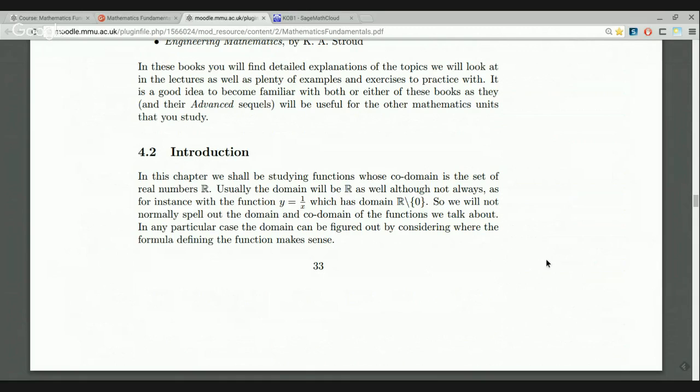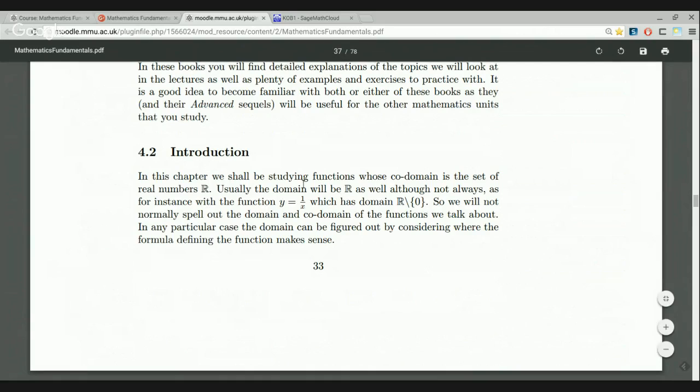Now, in practice, when we want to introduce functions and talk about them, we don't always take the time to specify exactly what their domains and codomains are. But for the most part, it'll be clear from the context. We're studying real valued functions, so the domains and codomains are always subsets of the real numbers, and we'll normally take them to be the maximum possible ones.